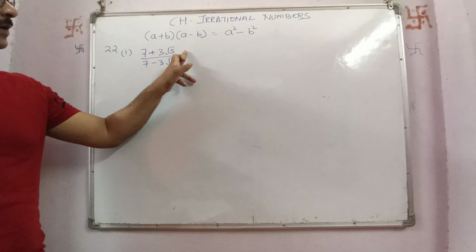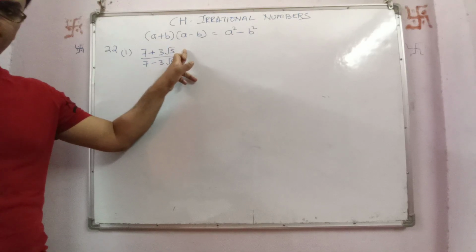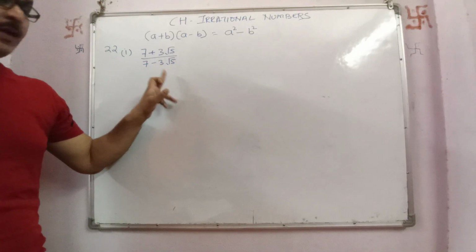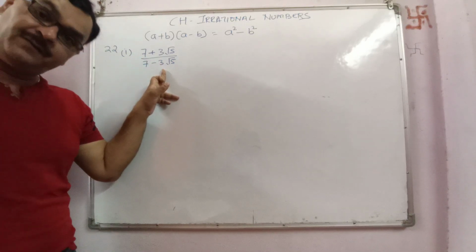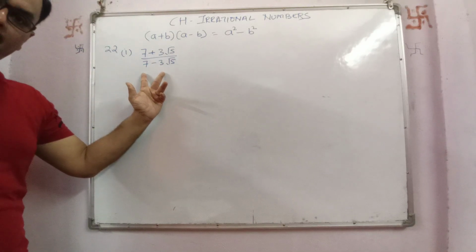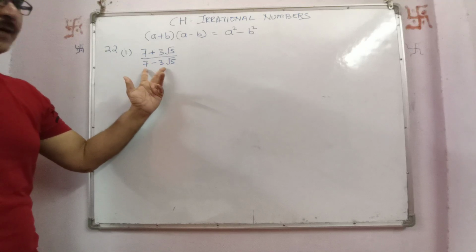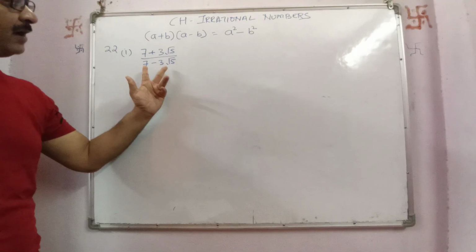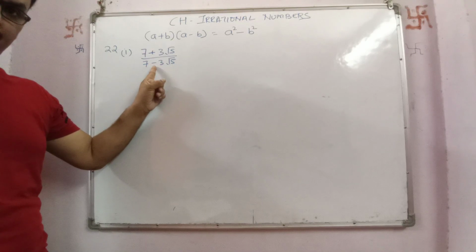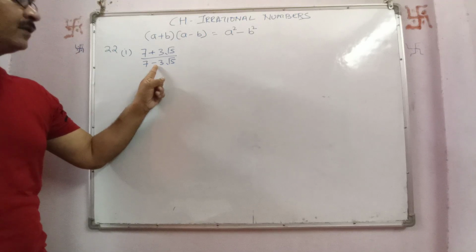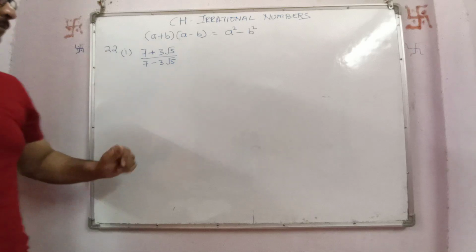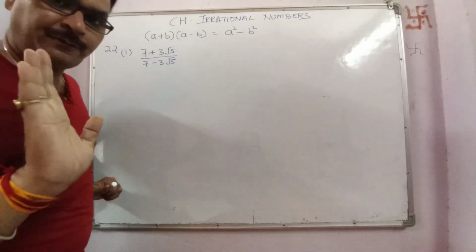So we see that numerator and denominator both are irrational numbers, but we need to rationalize only the denominator. So what will be the rationalizing factor of the denominator? The denominator is a binomial, so the rationalizing factor will contain the same terms 7 and 3√5, but with a small change: whatever the sign is here, we have to change that sign so as to form a plus b into a minus b format.